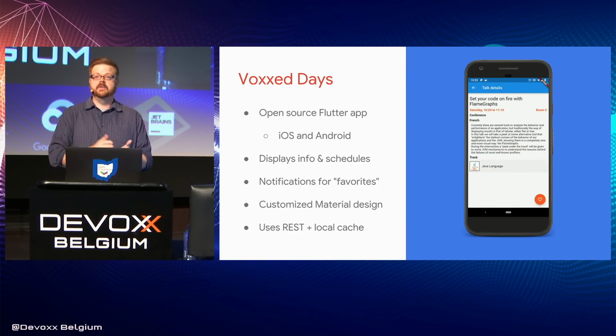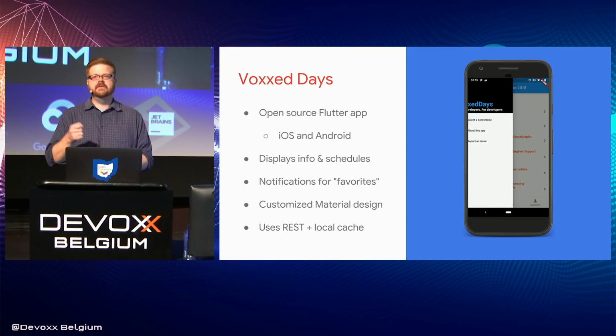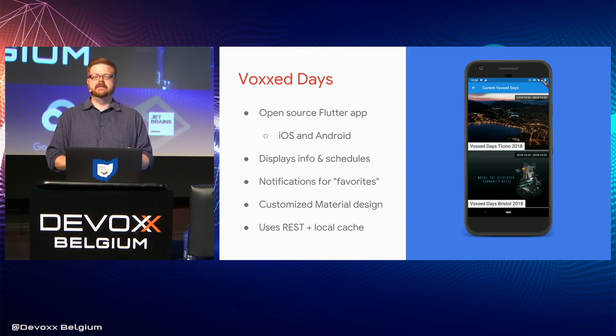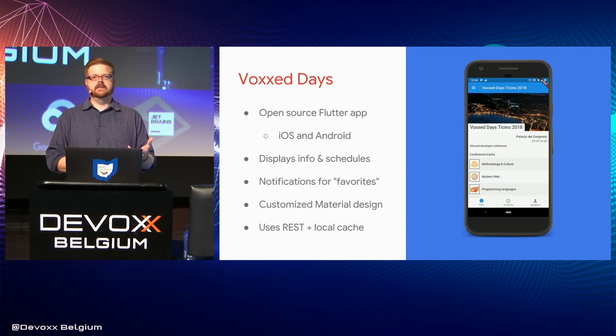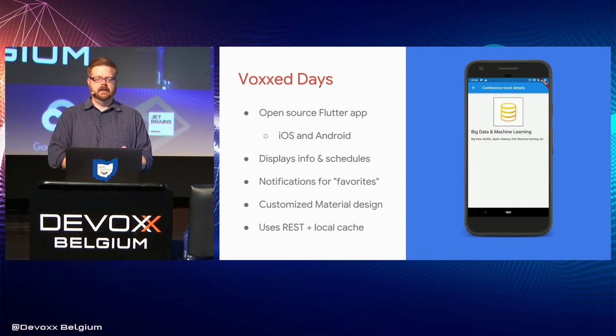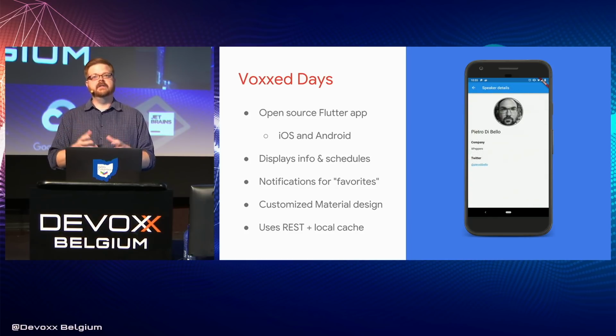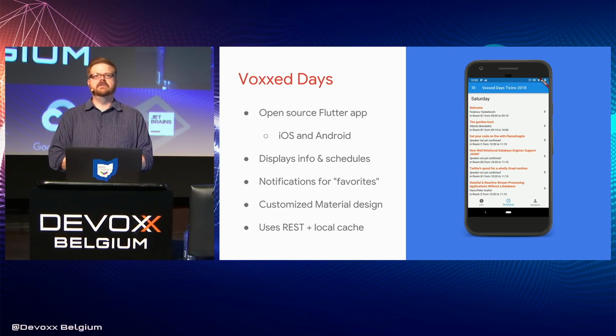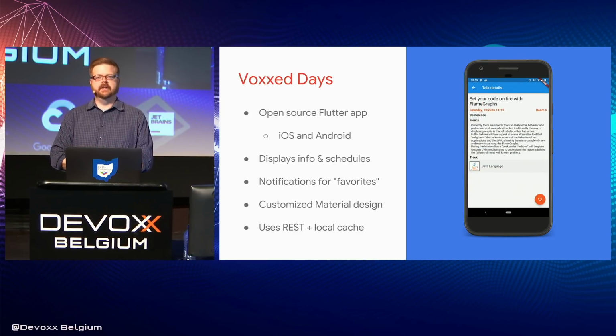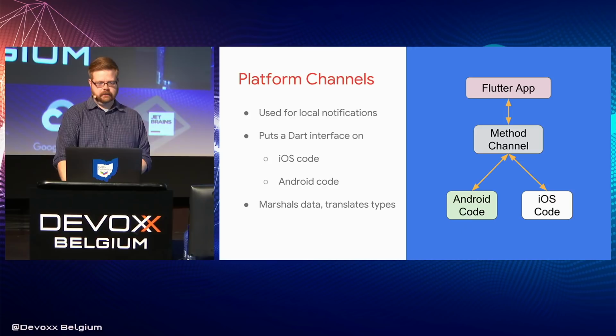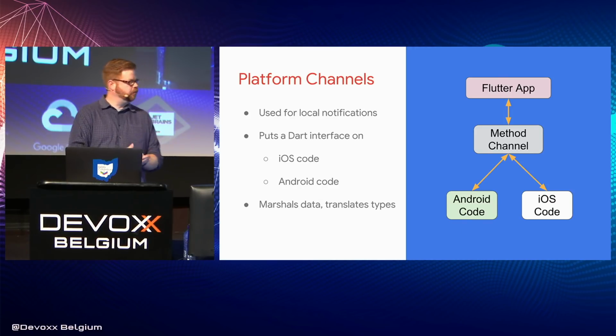It uses a customized material design, and it takes advantage of the VoxxedDays REST API to get its data. So there's several REST endpoints that the Devoxx team have made available for VoxxedDays, and it pulls data from there and uses a local cache to store things. So if you go offline for a little while, you still have a local copy of the data that you've already downloaded.